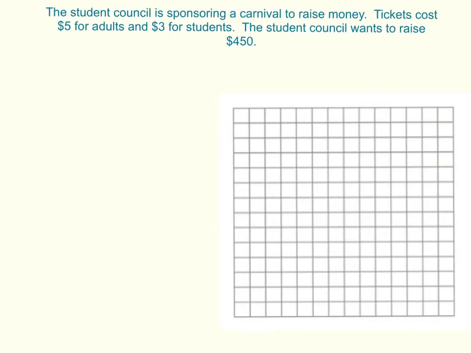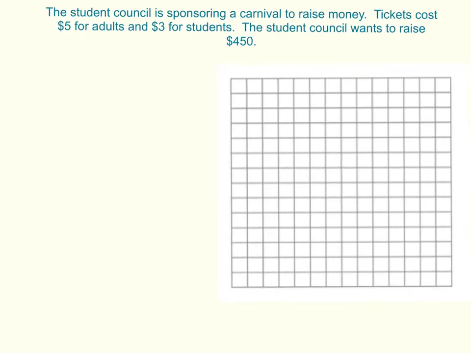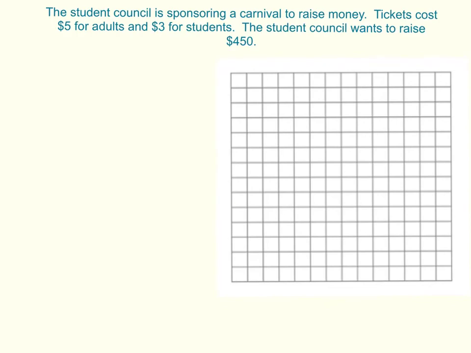For our very last example, we have a story problem, and we can write an equation in standard form and then graph using x and y intercepts again. So, the student council is sponsoring a carnival to raise money. Tickets cost $5 for adults and $3 for students. And the student council wants to raise $450. So if they charge $5 per adult plus $3 per student, and they want that to be equal to $450.